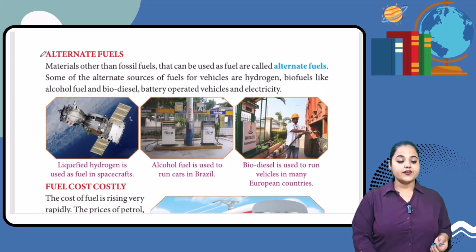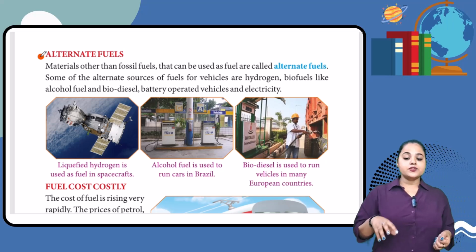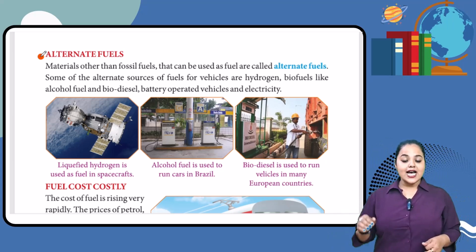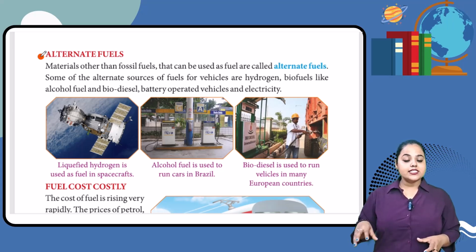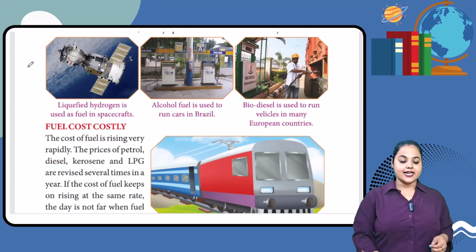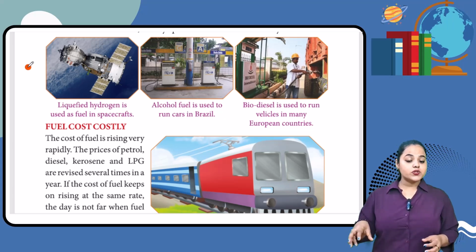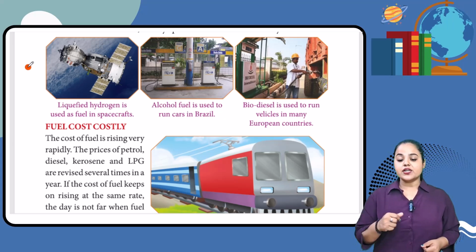Then we have alternate fuels, material other than fossil fuels that can be used as fuels. They are called alternate fuels, and some of the alternate fuels as a source for vehicles are hydrogen, biofuels like alcohol fuel and biodiesel, battery operated vehicles, and electricity. Here you can see liquefied hydrogen is used as a fuel in spacecraft. Alcohol fuel ये use होता है to run cars in Brazil, and biodiesel is used to run vehicles in many European countries.